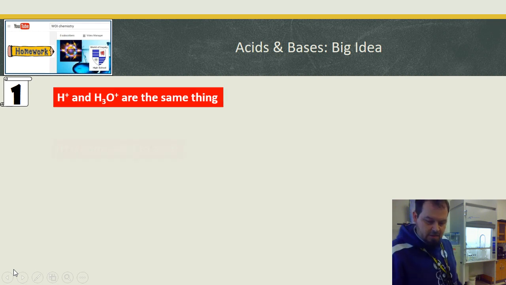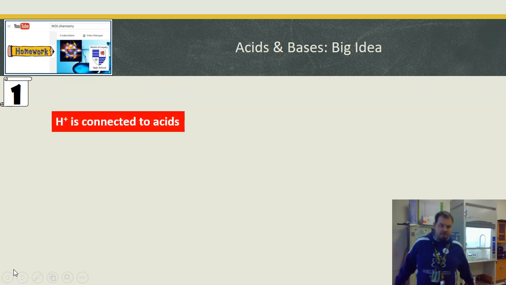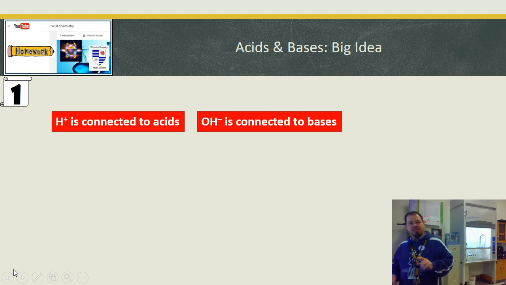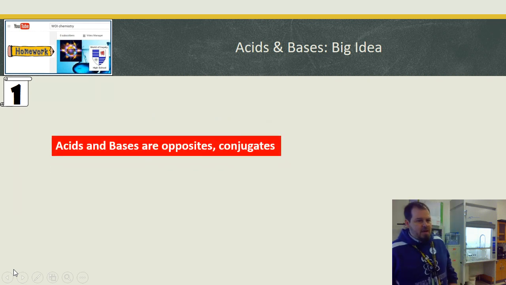One of the big overarching big deals of this unit: H plus is connected to acids. Acids talk about the H plus concentration. OH is connected to bases, so we might as well just make those two things happen right off the bat. OH, bases; H plus, acids. And if you go to the reference table, you'll see a lot of that going on. We'll talk about the exceptions.